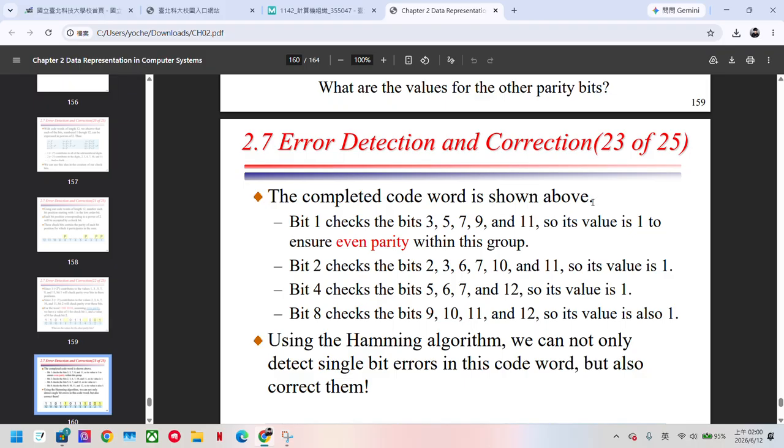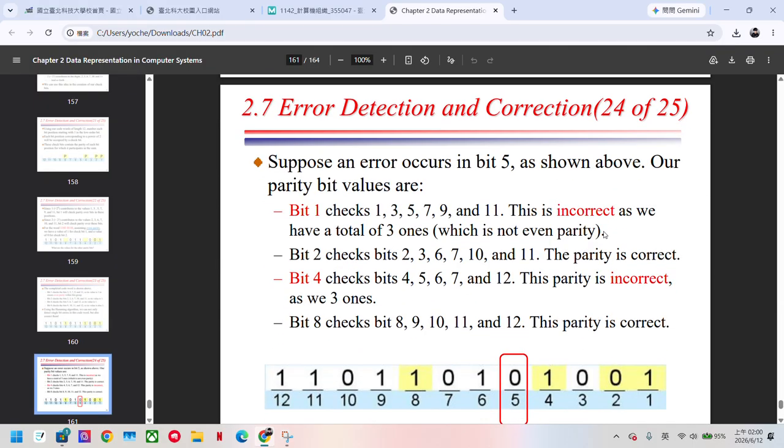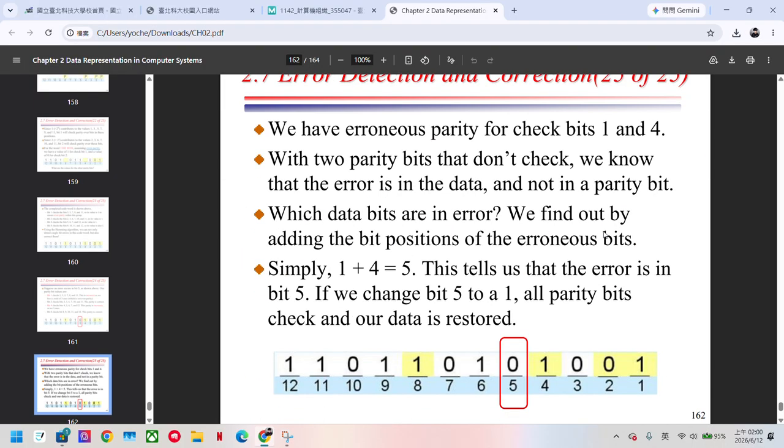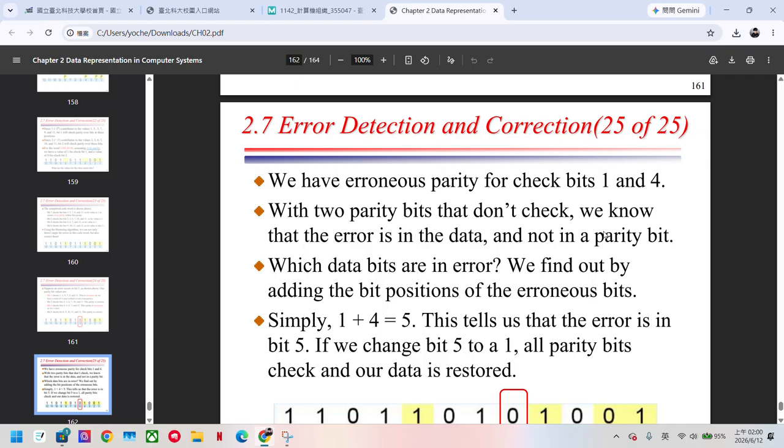Using this algorithm, we can detect and correct any single bit error. If an error occurs at bit 5, we check the parity. Bit 1 and bit 4 will show an incorrect status as they no longer maintain even parity. This clearly indicates a problem in the data stream. And finally, we find the error by adding the positions of the erroneous parity bits. Since 1 plus 4 equals 5, we know the error is at bit 5.